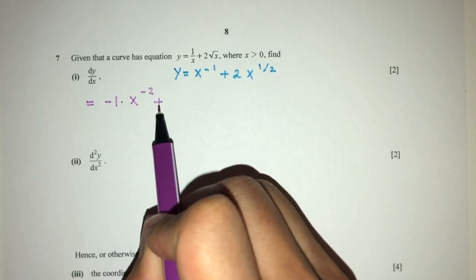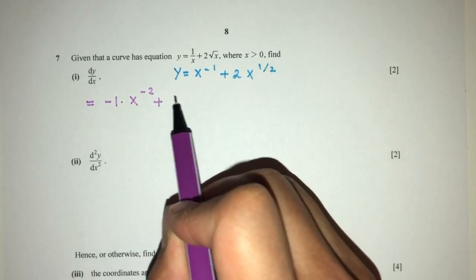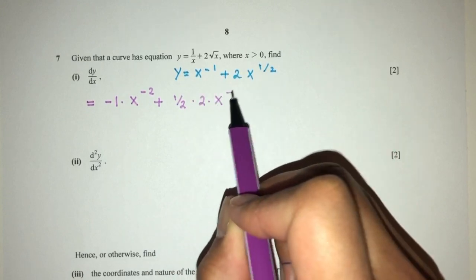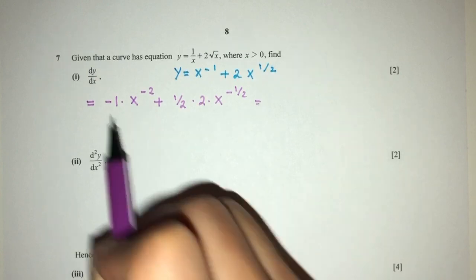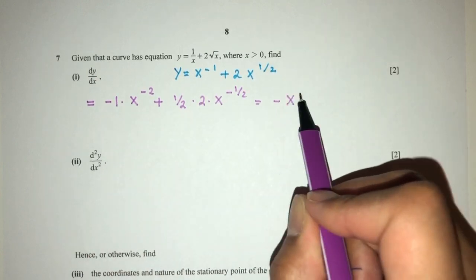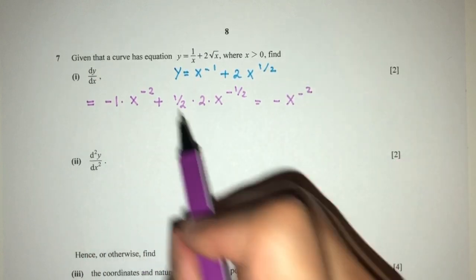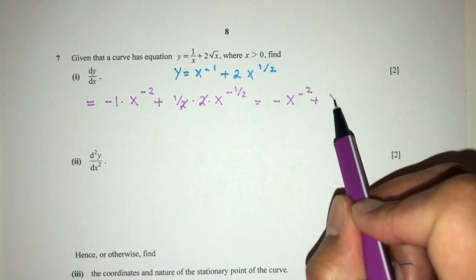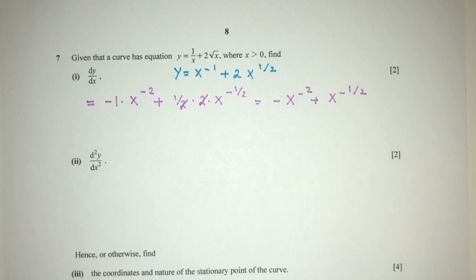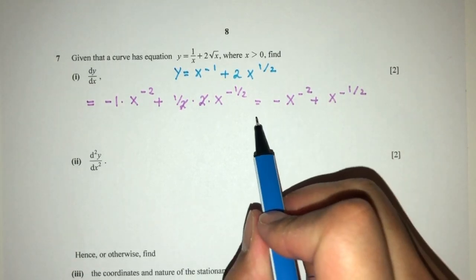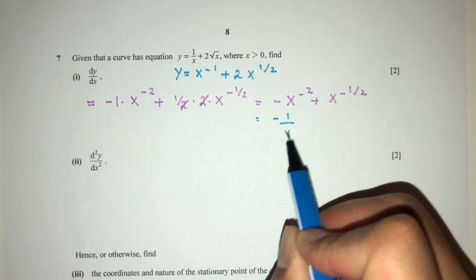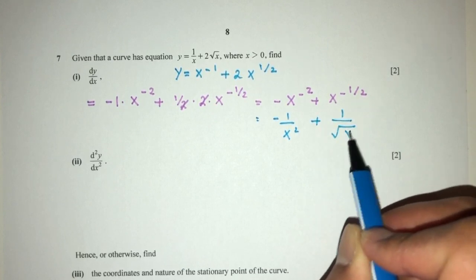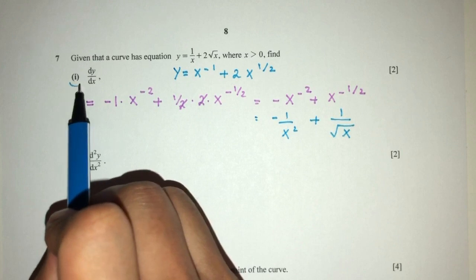Same thing here. Here we have plus, but we have power of half. That will be half. That will be 2 here. And we have to minus 1. That will become minus half. So you will have, in the end, you will have minus this value. Here, this cancel. So you will have plus x this, if that makes sense. So you will have minus 1 over x squared and plus 1 over root of x. This is dy by dx.